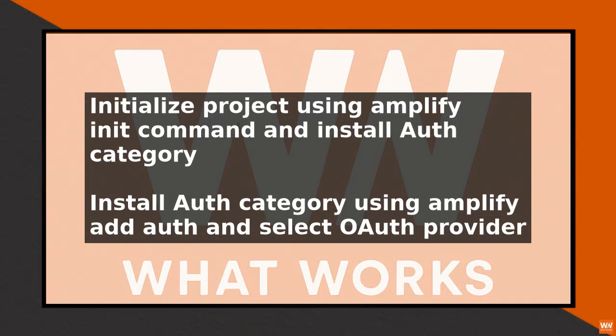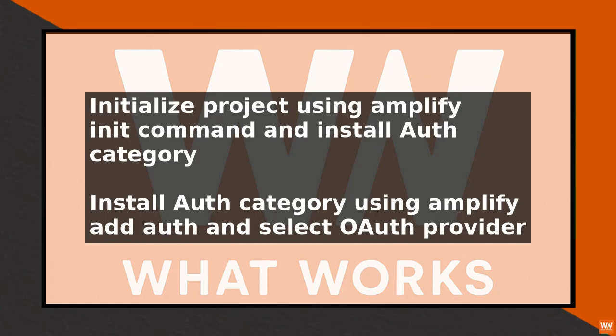To set up AWS Amplify OAuth configuration, start by installing the AWS Amplify CLI and configuring your project. First, run the command amplify init to initialize your project. Then install the auth category using amplify add auth. This will prompt you to select the authentication provider.